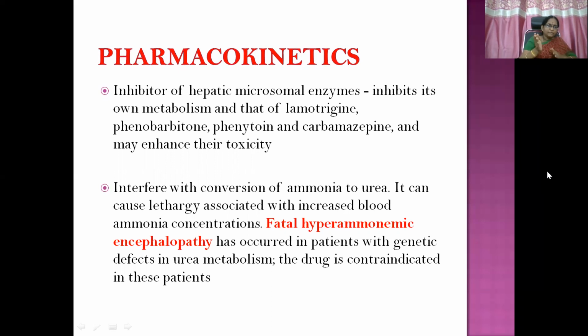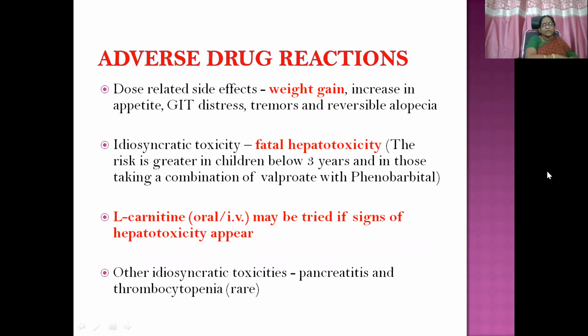Ammonia is not going to get converted to urea, so the ammonia concentration increases. Fatal hyperammonemic encephalopathy occurs because of enhanced ammonia concentrations in the blood. So because of this, the drug is contraindicated in these patients. It also gives rise to predominantly weight gain, apart from other common side effects, and it is also a fatal hepatotoxic molecule.